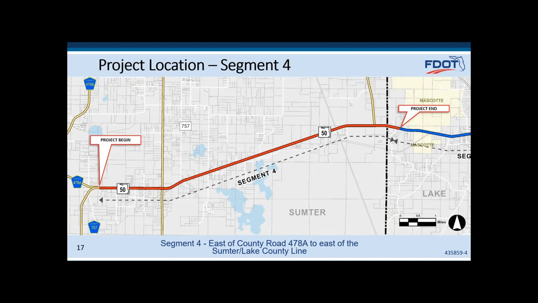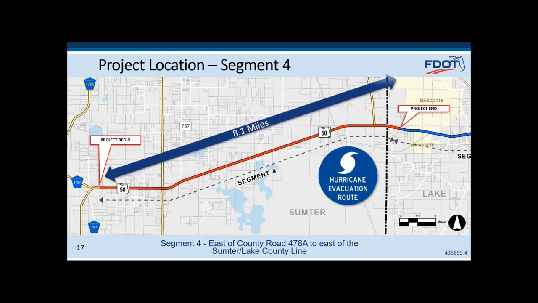Let's start looking at the specifics of each segment. Segment 4 begins east of County Road 478A and extends to east of the Sumter Lake County line. Through the project limits, State Road 50 is a 2-lane rural roadway and serves as a hurricane evacuation route. This project segment is 8.1 miles in length.